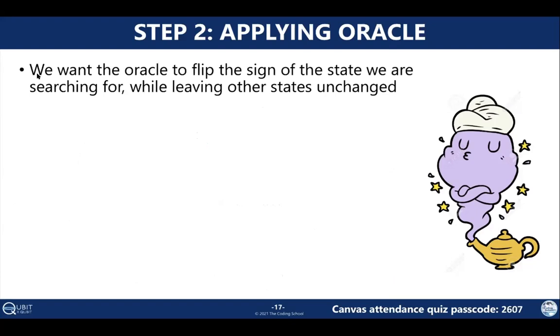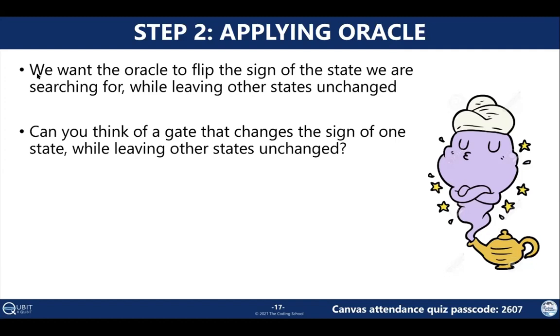To choose how we want this oracle to work, we're going to flip the sign of the state we're searching for while not changing any of the other states. Can you guys think of a gate that changes the sign of one of the states while leaving the other states unchanged?